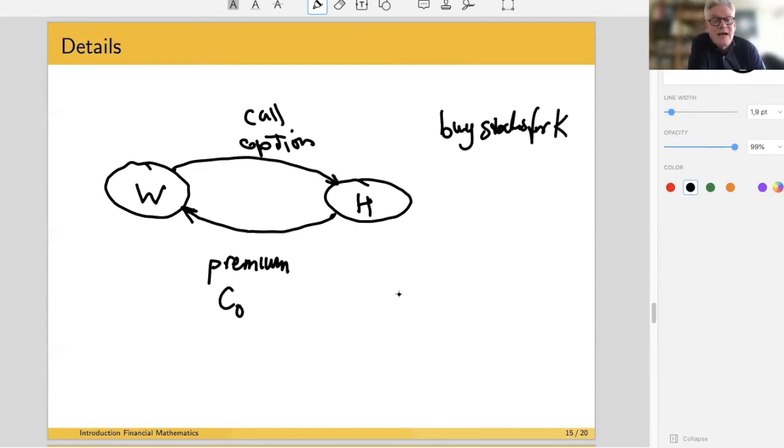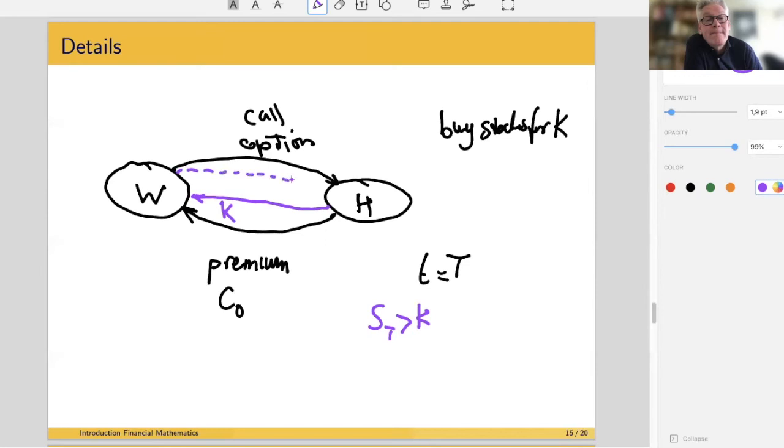Now at final time, little t is equal to capital T. We change color. We go to purple for a change. At final time, there can be two scenarios. One, ST is larger than K. When ST is larger than K, then the holder pays K to the writer, and the writer should deliver the stock ST to the holder.